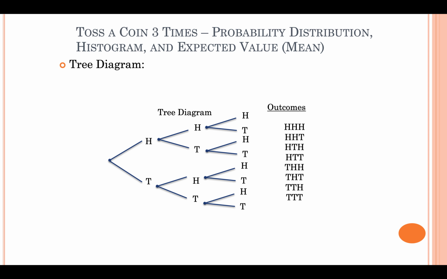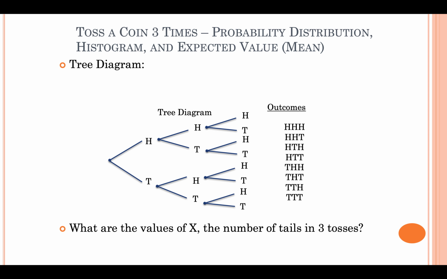So we look at our outcomes and decide what's the minimum number of tails that are possible and what's the maximum number of tails that are possible. Then we construct our distribution table using that min and that max. The value of x at the minimum is 0. At a minimum, there are 0 tails possible in the outcomes, and at the maximum, there are 3 tails. So our values of x would be 0, 1, 2, and 3.